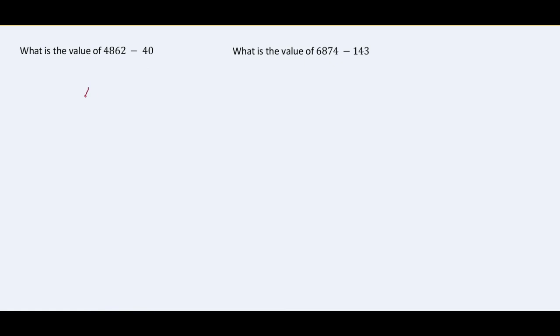4,862. 4,862 minus 40, so 0 is in the ones place, 4 is in the tens place, and then we replace every other place value with zeros. And then we start from the right hand side.